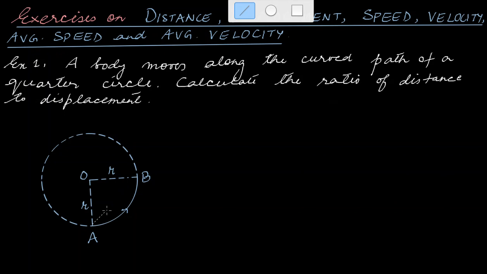Just take a line directly joining the initial position to the final position. Let's call this delta x. Delta x, that is the displacement. And what is the distance? Distance is this length, that means this arc. Let's call this distance s. So how do we find the displacement?